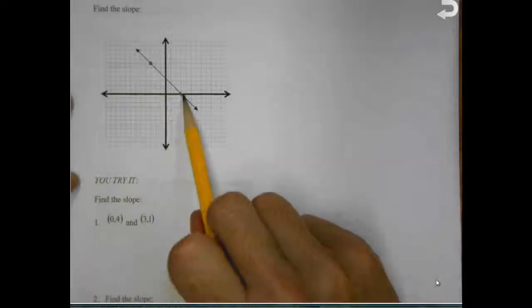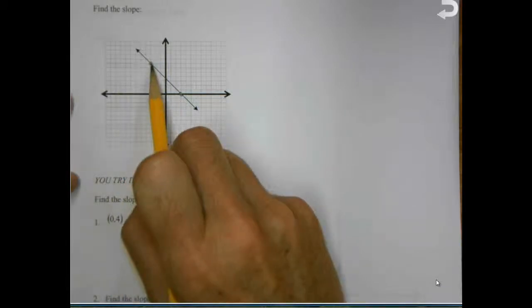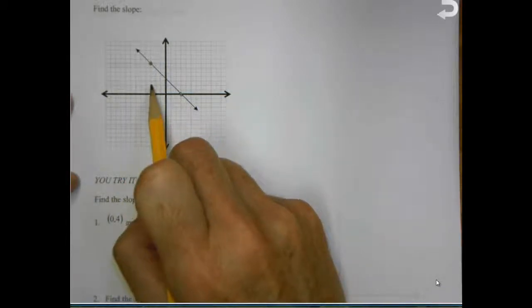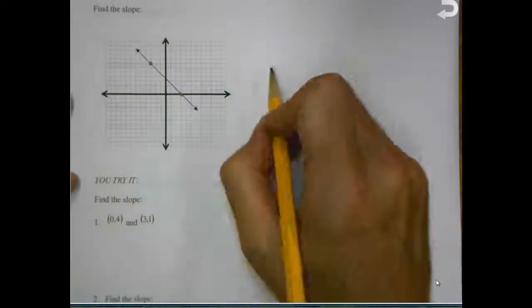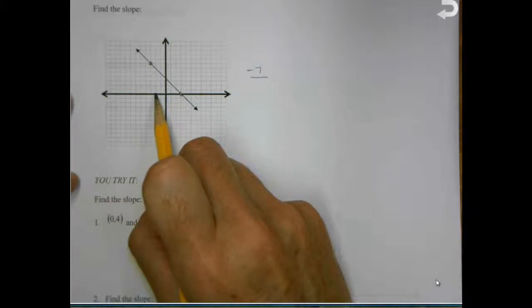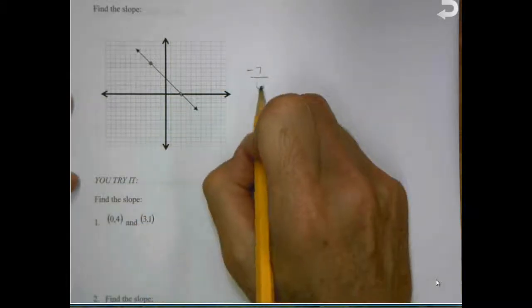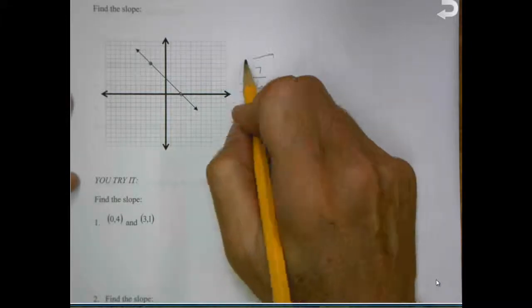But from these 2 points, I can start at one and count over to the other. Start with the y direction. 1, 2, 3, 4, 5, 6, 7. And it was a negative 7 in the y direction, and then a positive 1, 2, 3, 4, 5, 6. So my slope here would be negative 7/6.